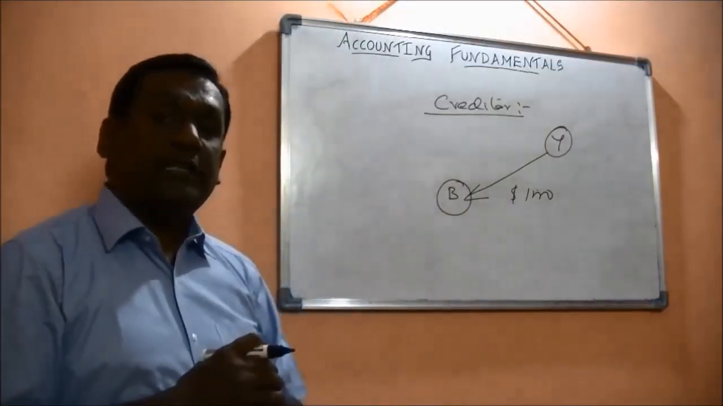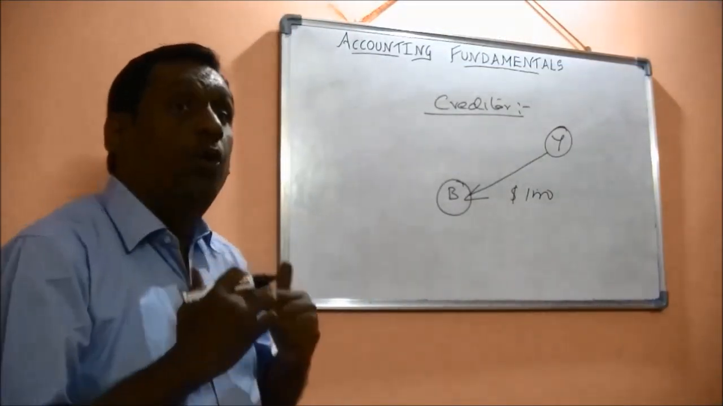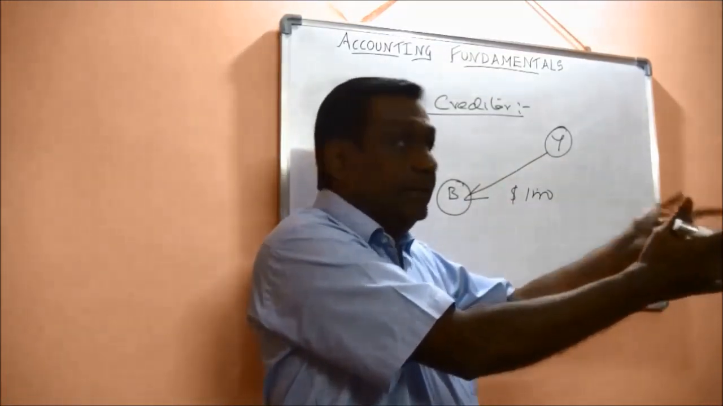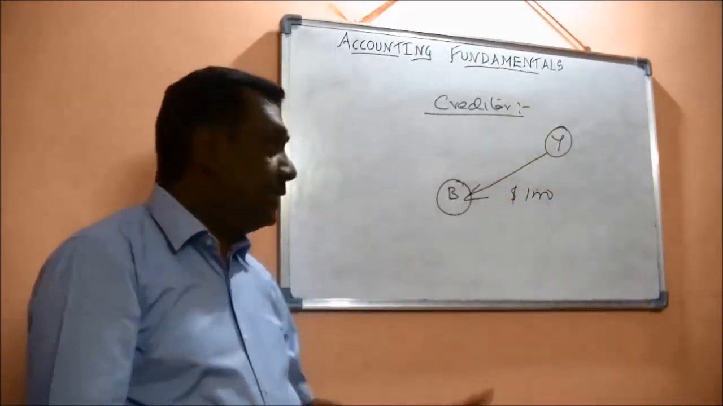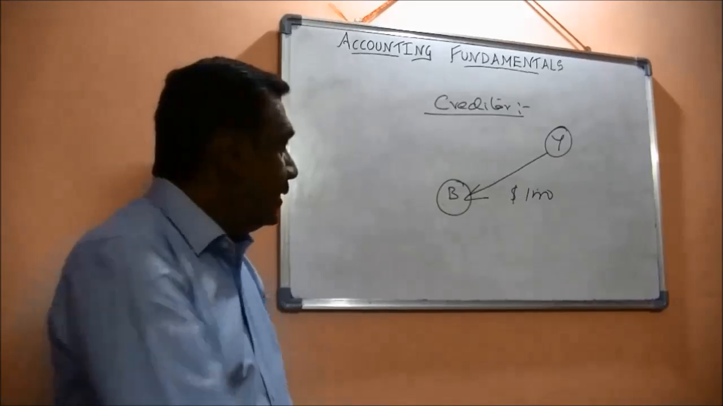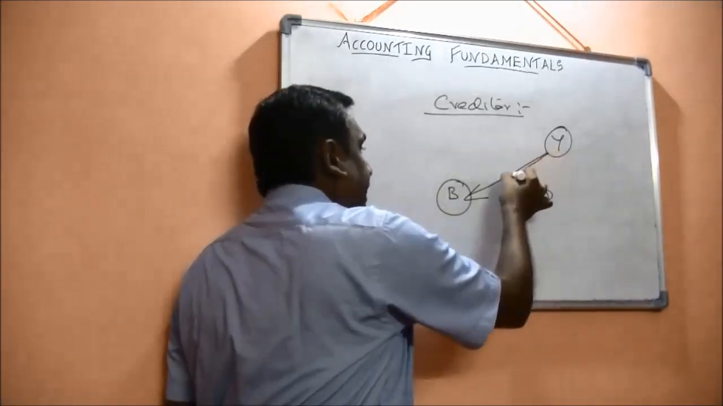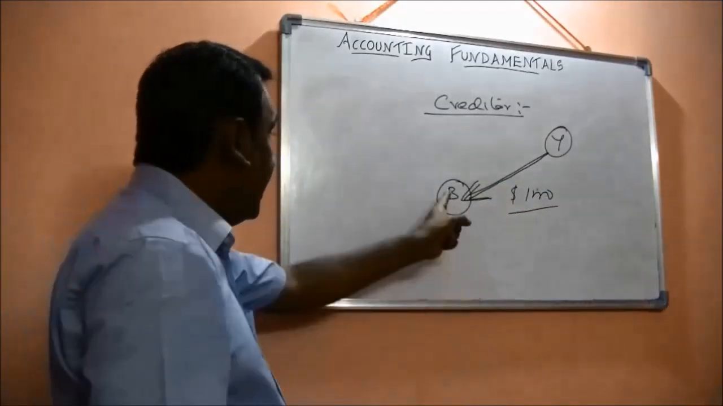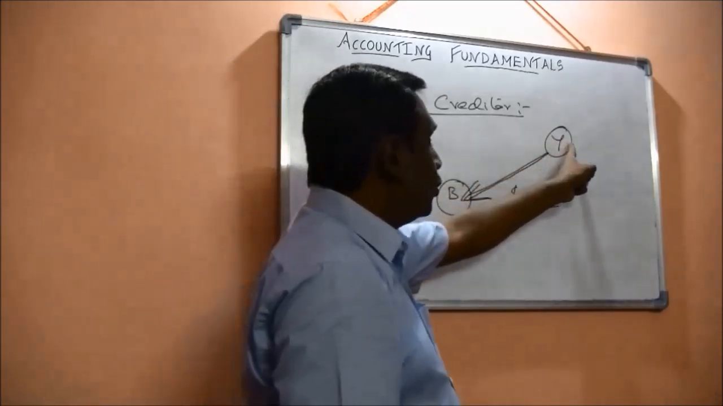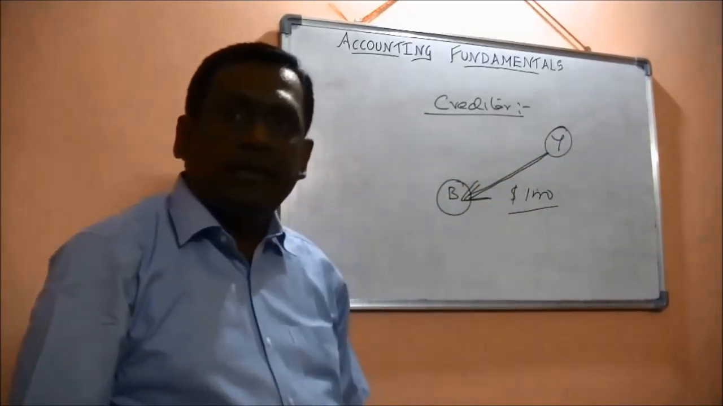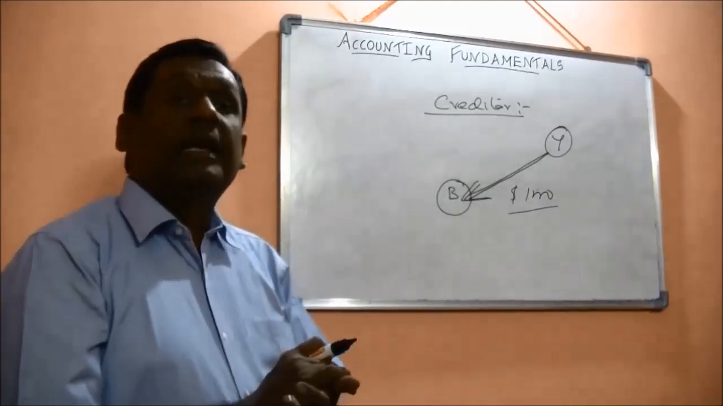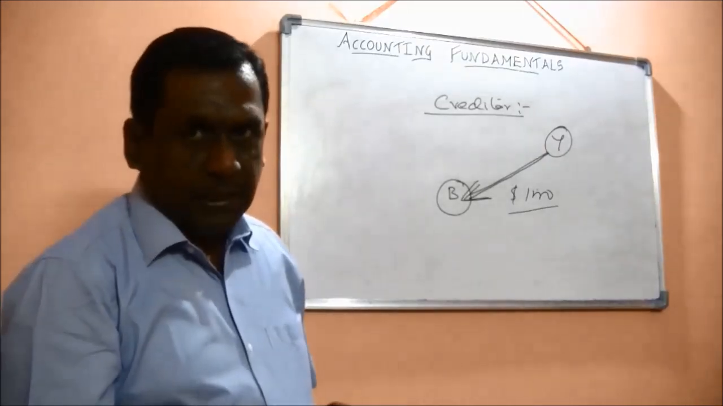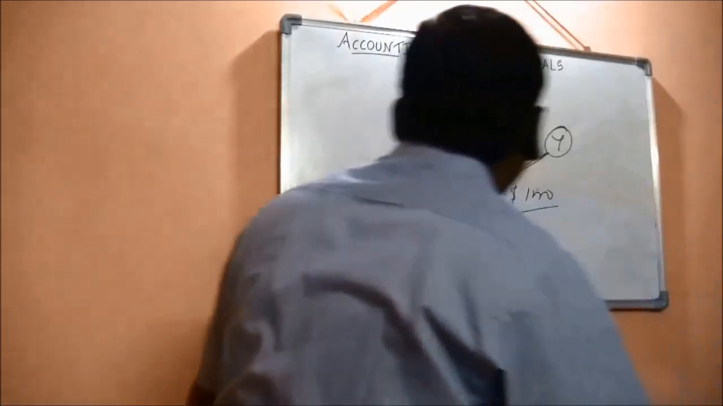So what does the definition say? The person to whom the business is liable to pay, that person will be considered as a creditor. Here in this case, business purchased goods from Y worth $1,000 and business is liable to pay this amount to Y. Hence, Y will be considered as a creditor in the books of business. Clear? This is called a creditor.